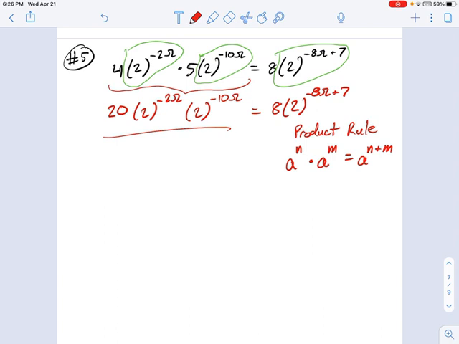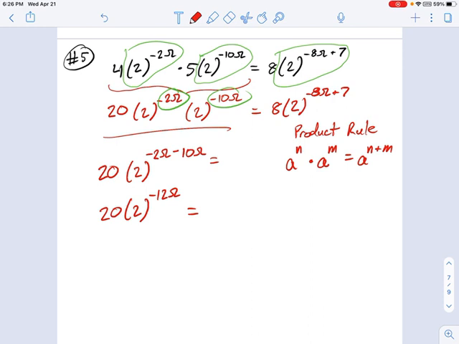And if you look at what the exponents are, it's this negative 2 omega and then negative 10 omega. So rewriting this, you get 20 times 2 to the power of negative 2 omega minus 10 omega, right? We just added them up. And that equals 20 times 2 to the negative 12 omega. And what's on the right side? Well, that hasn't changed. That's still 8 times 2 to the negative 8 omega plus 7.